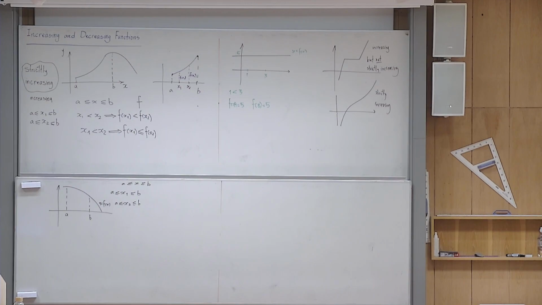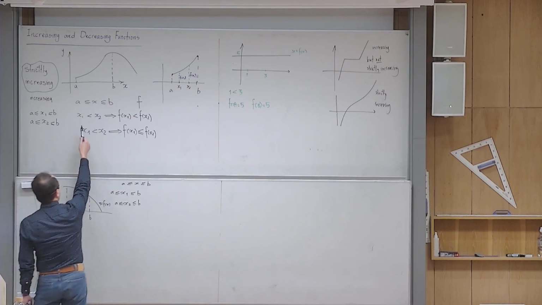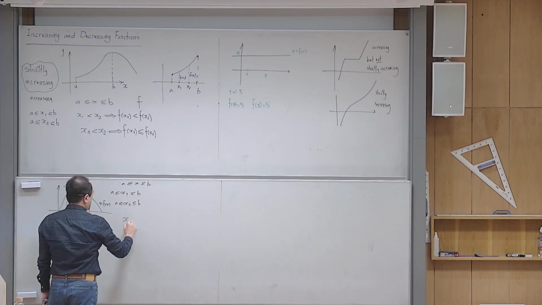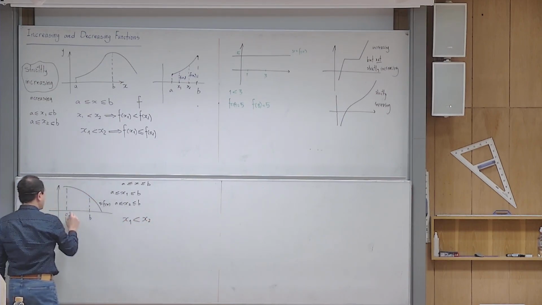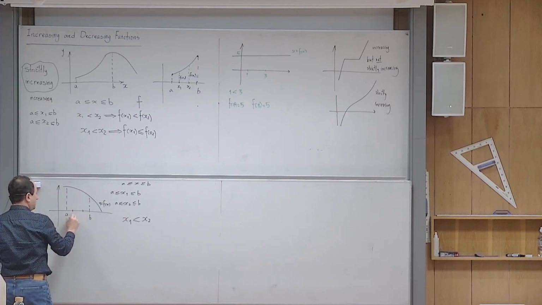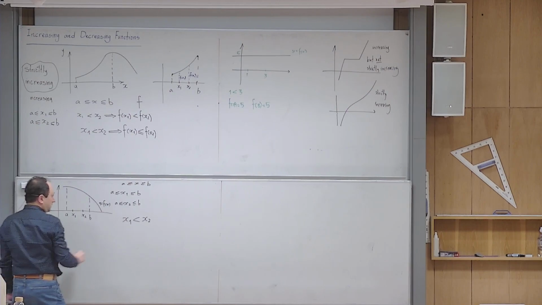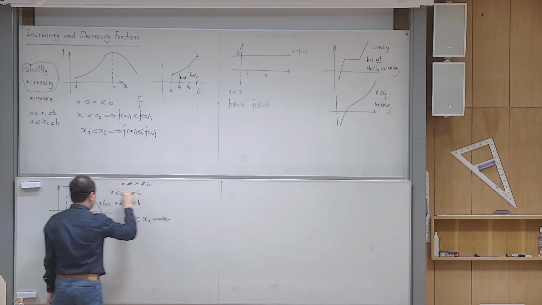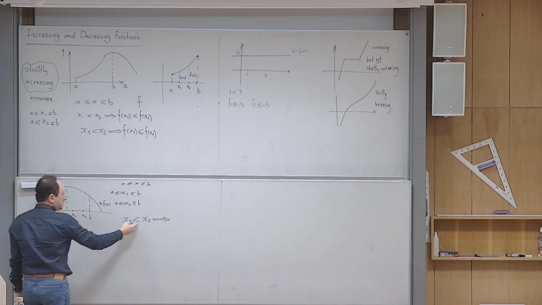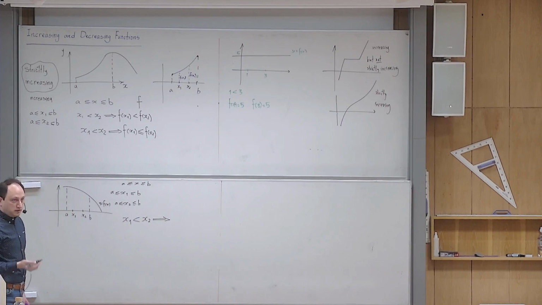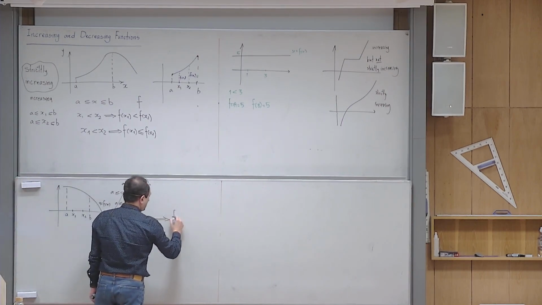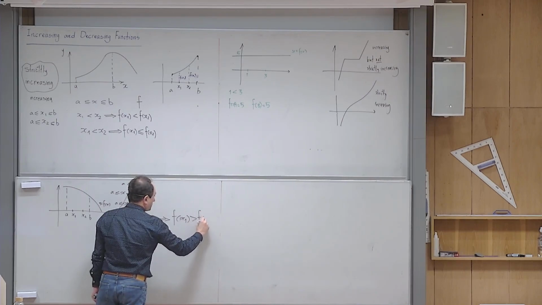First, what should I write here? That x1 is strictly smaller than x2. It means that I choose two numbers in that interval. One of them I call x1, the other one I call x2. I respect that x1, for example, is smaller than x2. Then if the function is strictly decreasing, what does this imply? That f of x1 is greater than f of x2, exactly.